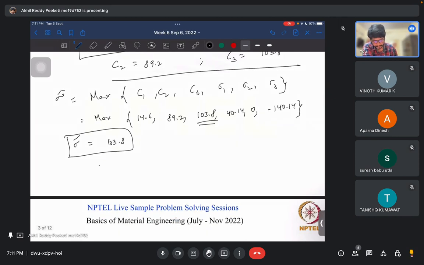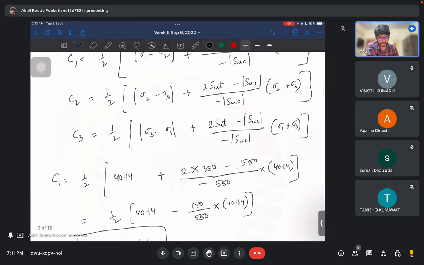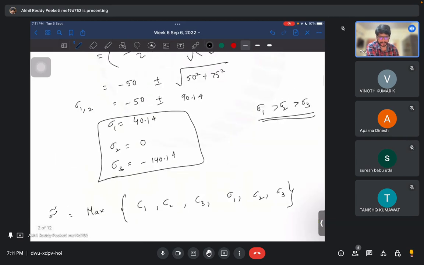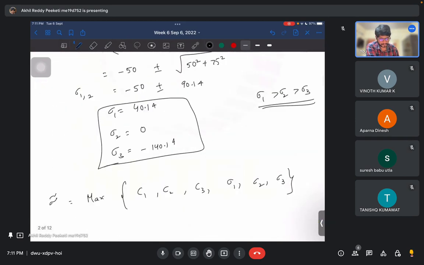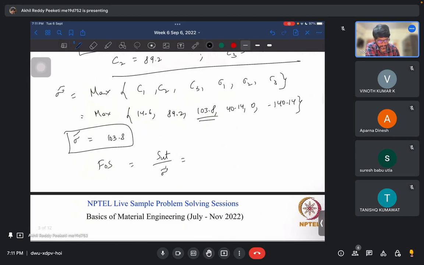Now the factor of safety would be SUT by the effective stress. This is the modified Mohr stress theory using Dowling's effective stress formulation. So 350 by 103.8 would give us 3.37.